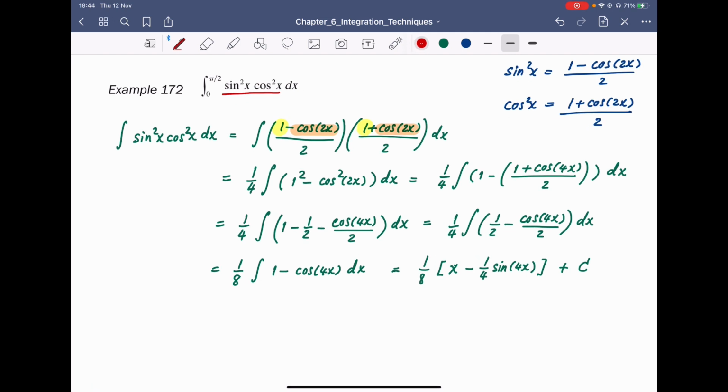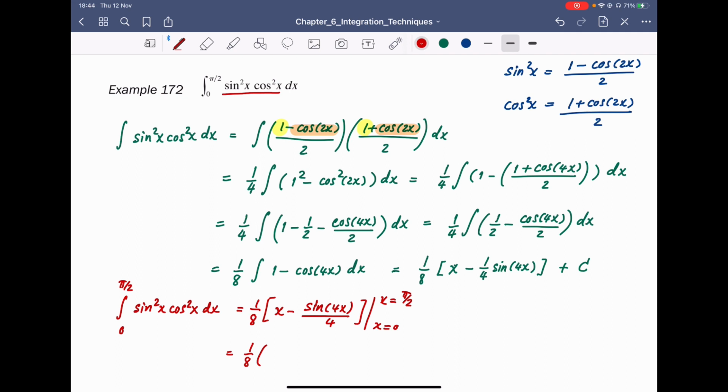And then when you answer the final answer, it's going to be integrate sine square x cosine square x dx from 0 to pi over 2. Then you plug in. So you're going to plug in 1 over 8, and then you plug in x minus sine 4x over 4 here, to be the number where x starts from 0 and goes to pi over 2. So that means you get 1 over 8 times pi over 2 minus sine 2 pi over 4.